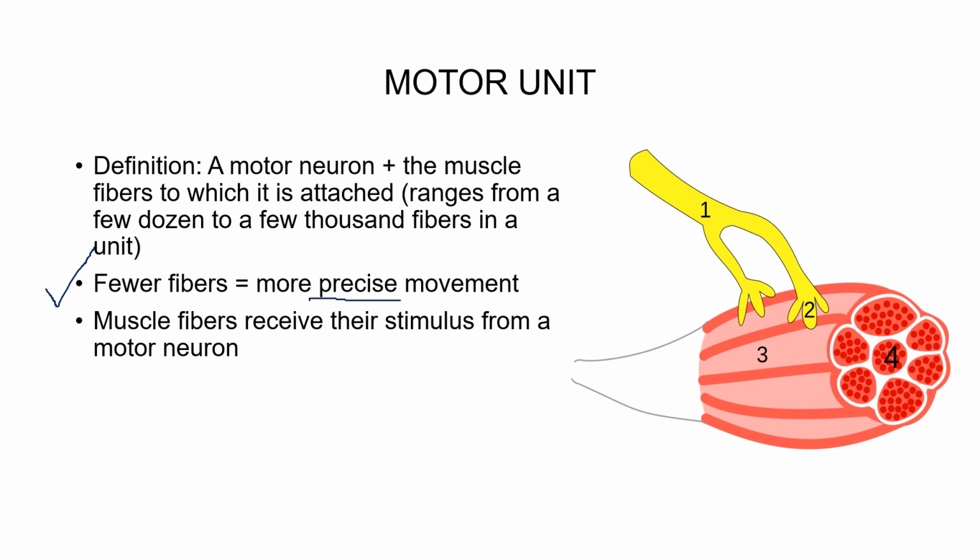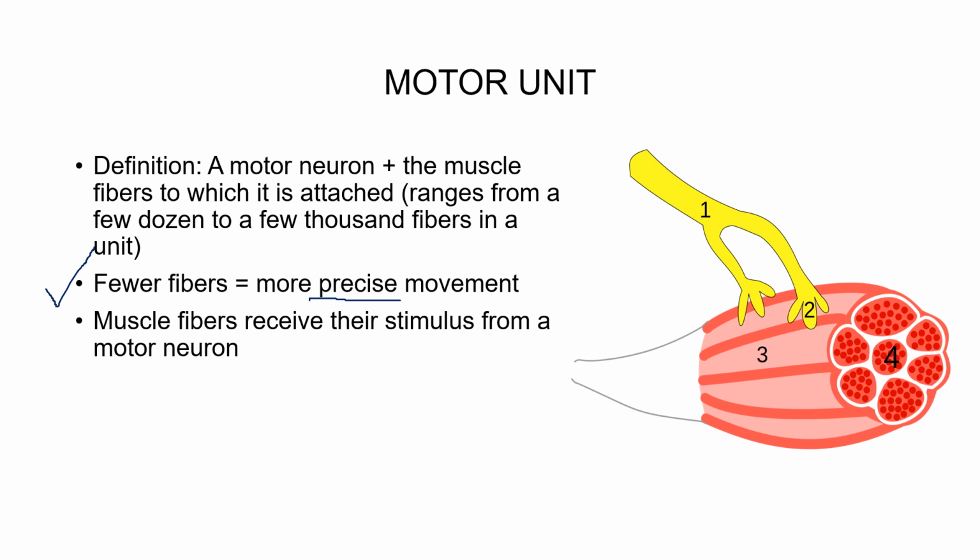So picture your finger muscles, that you can move your fingers very, very quickly and very precisely, right? You can type a text message with your eyes closed, or you can type on the keyboard while looking at the screen instead of the keyboard, right? So your muscles are trained to move in very precise movements very quickly. That would be an example of a small motor unit.